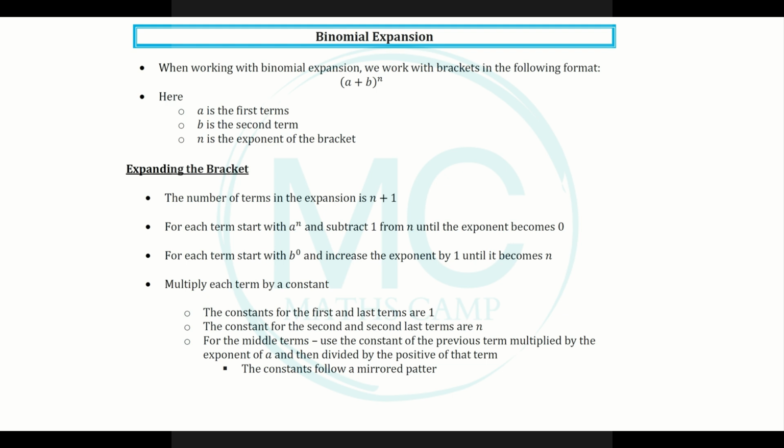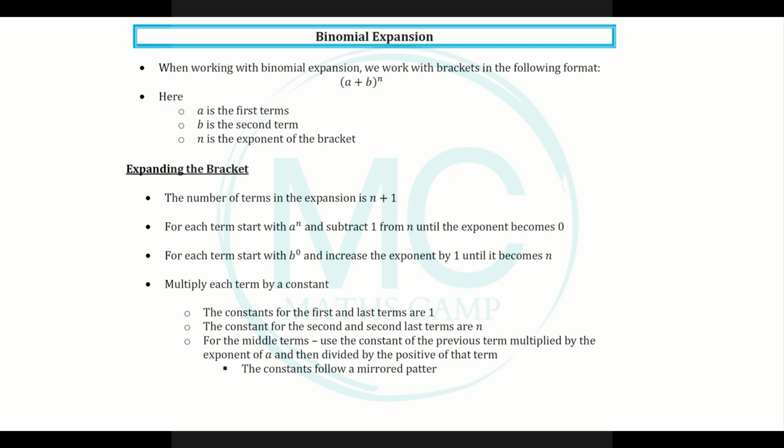The constants for the first and last terms are 1. The constants for the second and second last terms are n, the exponent for the bracket. For the middle terms, we use the constant of the previous term multiplied by the exponent of a and then divided by the position of that term.